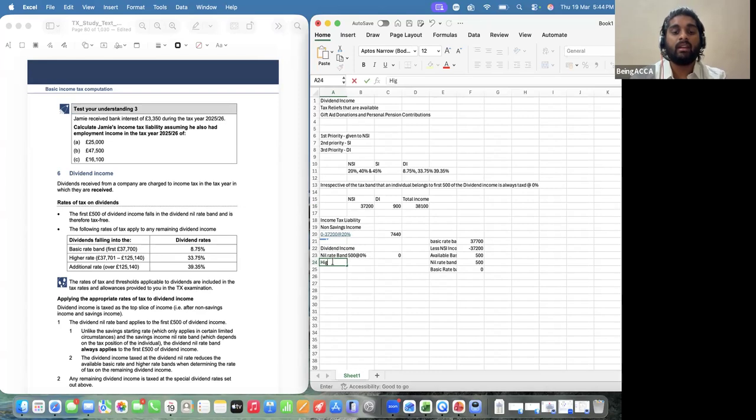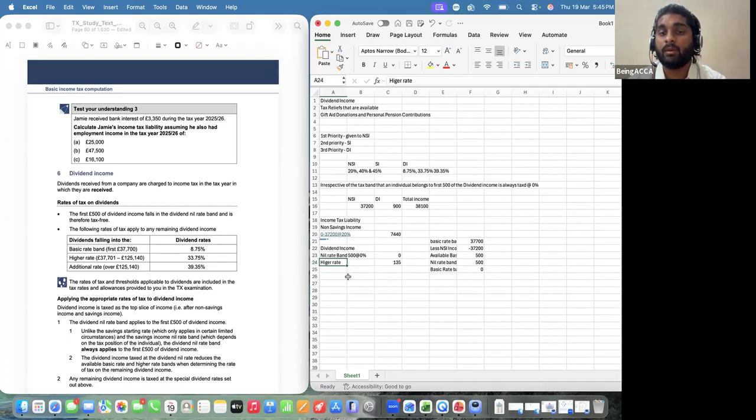So the higher rate band would now mean 900 minus 500 into 33.75%, because he's a higher rate taxpayer. Is that clear? If you have any doubts, you can always reach out to me and I'll be happy to help you out with any of your doubts.